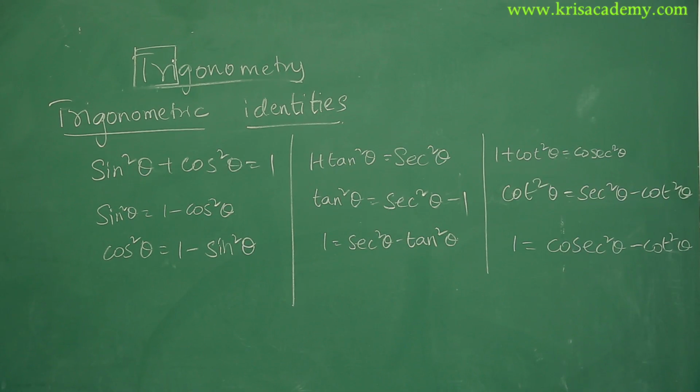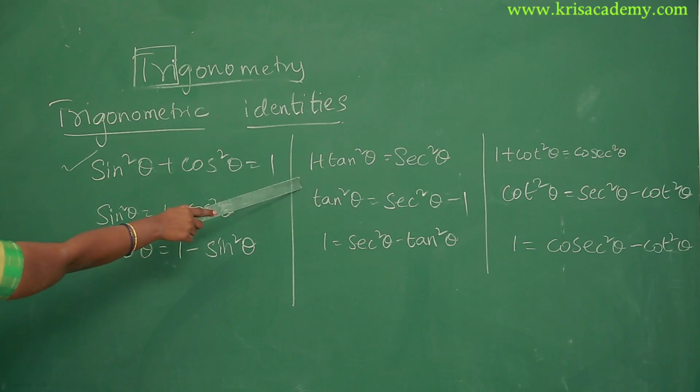So now let us start trigonometric identities. sin²θ + cos²θ = 1. So again keep sin²θ here, plus 1, and when cos²θ goes to that side, minus cos²θ. So sin²θ is equal to 1 minus cos²θ. cos²θ is equal to 1 minus sin²θ. So the main identity is sin²θ + cos²θ = 1.